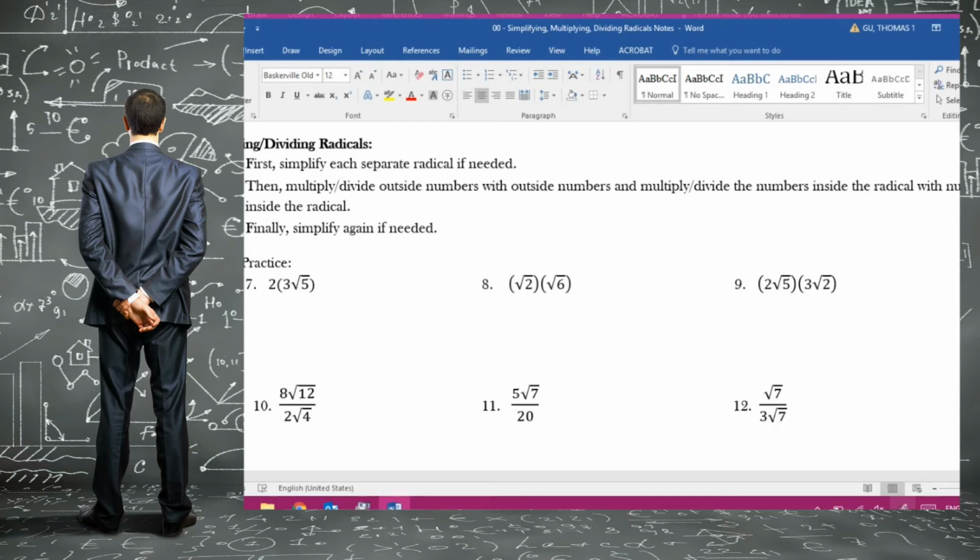Okay, so outside can only mess with outside, and inside can only mess with inside, because that radical symbol is like a protective house that's hiding all of the people in hiding. So the people from the outside, the bad guys, can't get to the inside. So anyways, step 3, finally, you're going to simplify again if needed. So let's just take a look at some of these in practice.